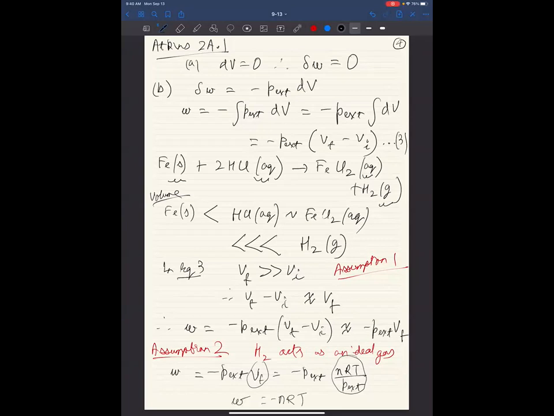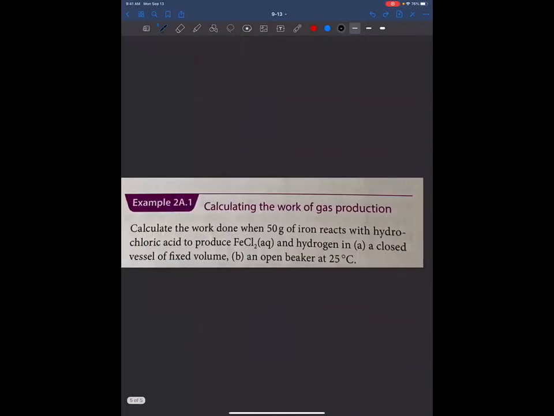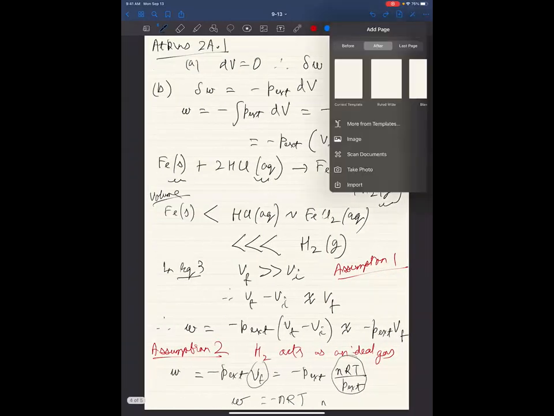So we are almost there. What is n? Let me write this on the next page. Let me give you a moment to catch up with me, then I will move to the next page. Okay. So we just showed that W is equal to minus P external multiplied by final volume. The first one was exact. The second one is approximate, assuming ideal gas, and is equal to minus nRT.